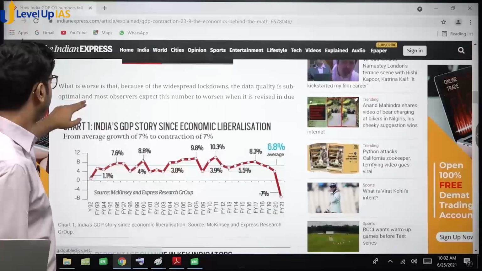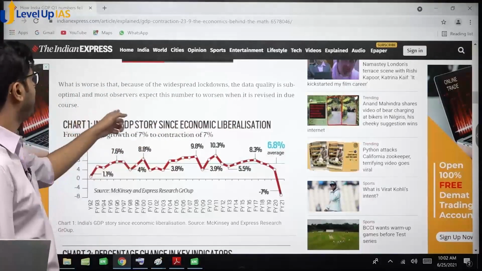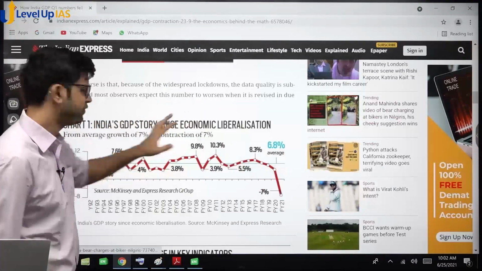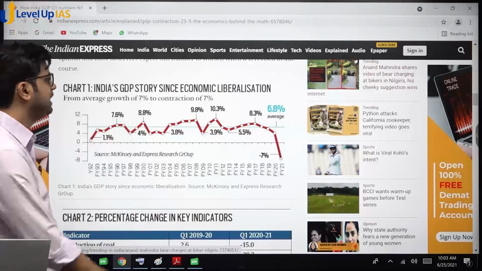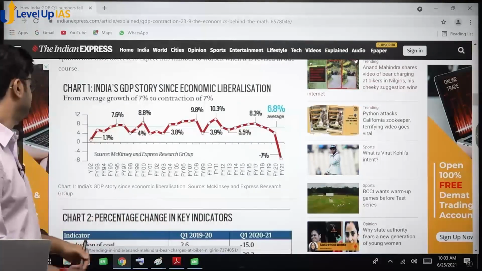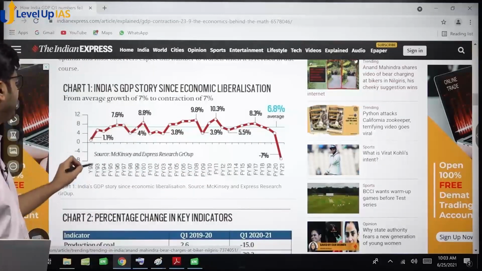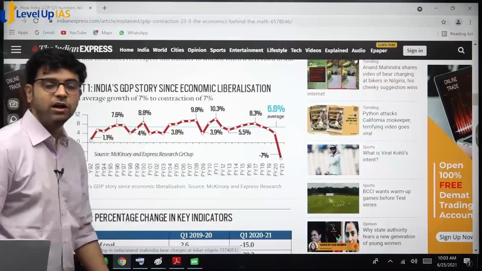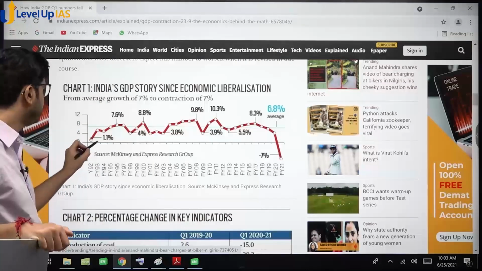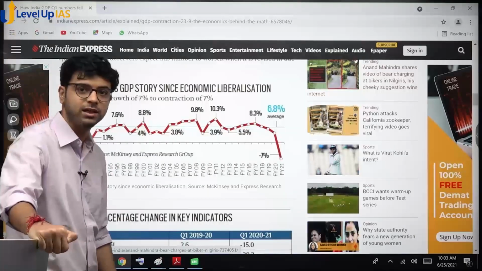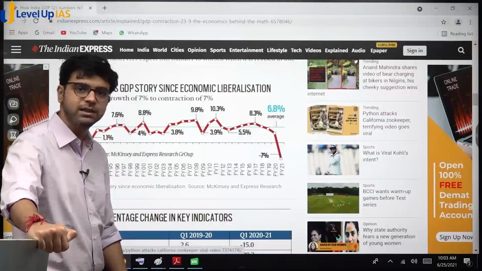What is worse is that because of the widespread lockdowns, data quality is also suboptimal and most observers expect this number to worsen, which is fine. See this, India's GDP story since economic liberalization. Since 1991-92, they have given the GDP growth rate. Always bear in mind, this is the GDP growth rate, which means from 92 to 93, GDP grew at 1.1%. Which means if last year 100 was the GDP, 101.1 is the GDP this year.